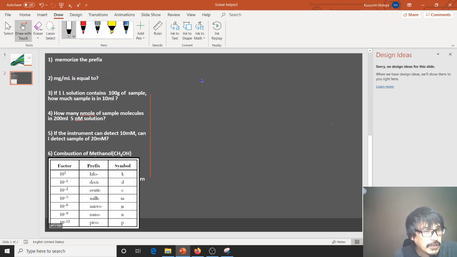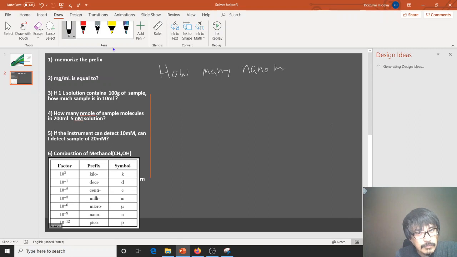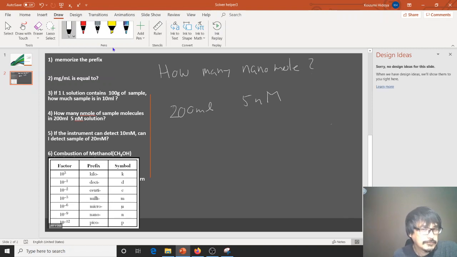How many nanomole? This N right here is actually a nano, okay? Nanomole. So how many nanomole? If you have 200 milliliters, 5 nanomolar. So let's just go back to the definition of M right here, right? That's the concentration. And this is going to be the volume, right?